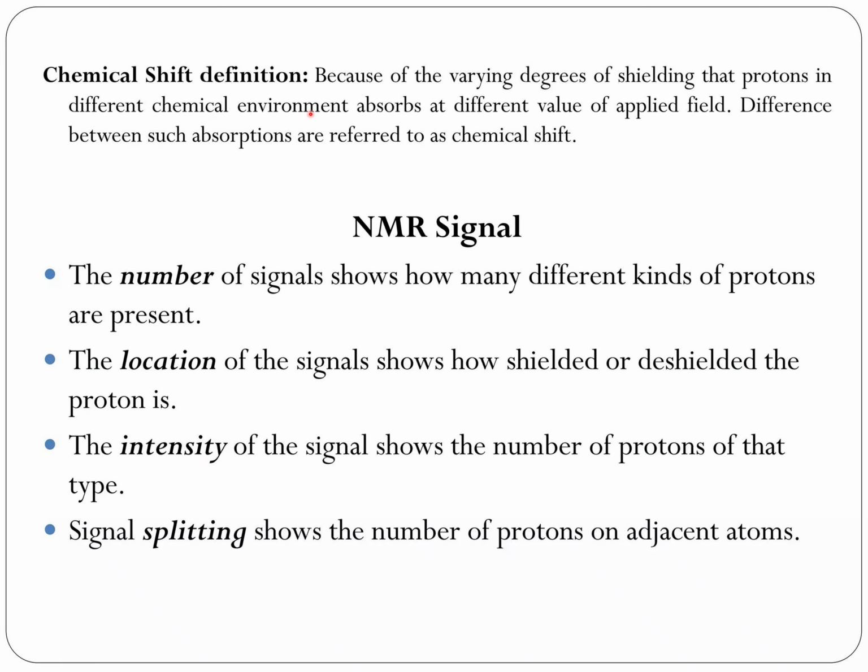So what is chemical shift? Because of the varying degree of shielding, protons in different chemical environments absorb at different values of applied field. The difference between such absorptions is referred to as chemical shift. Actually, this information can be found from the NMR signal, as we have shown in our previous lectures: splitting, position, intensity, and number.